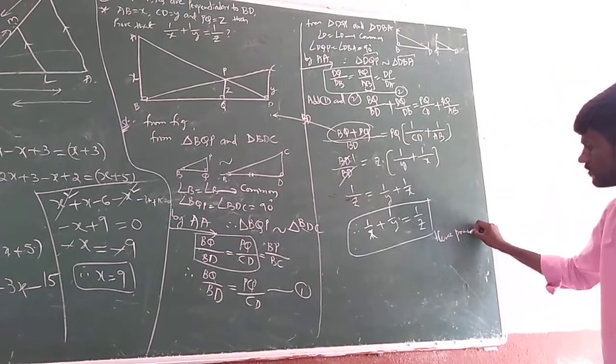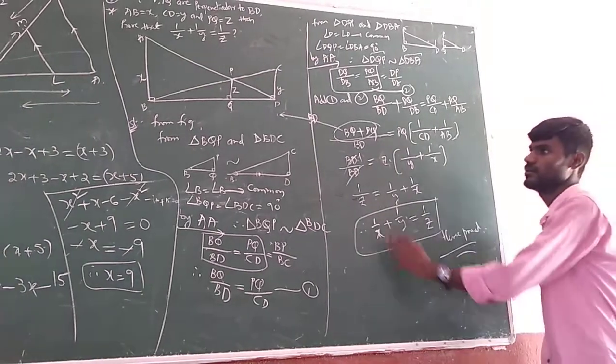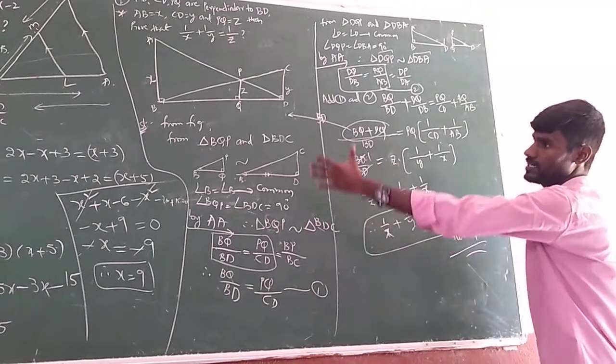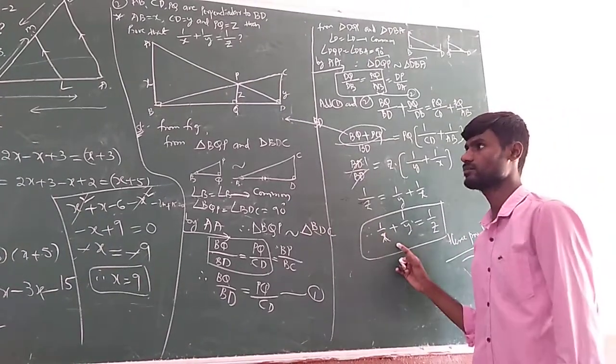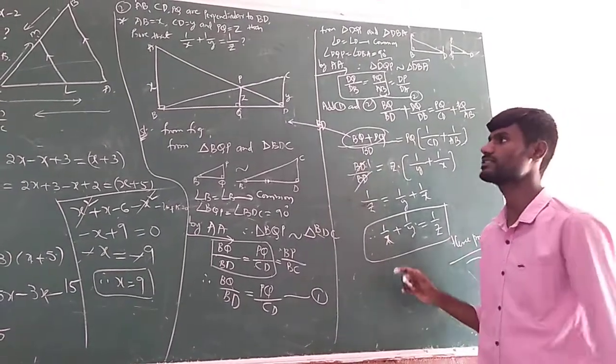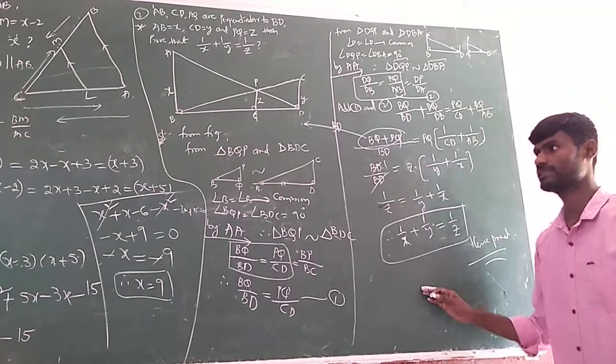Hence proved. So these are the ways of solving problems based upon similarity and Thales theorem. Students, concentrate on these types of problems. You will get 4 marks from this chapter. So do the practice. Thank you all.